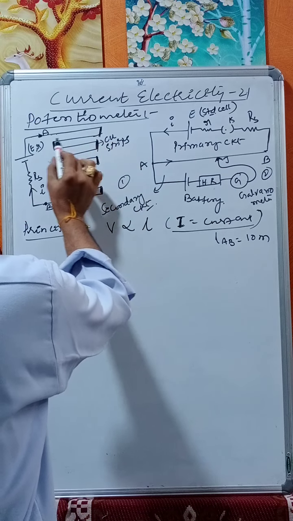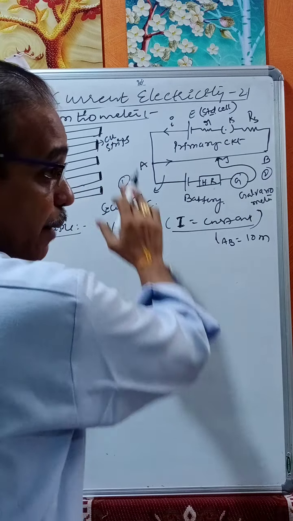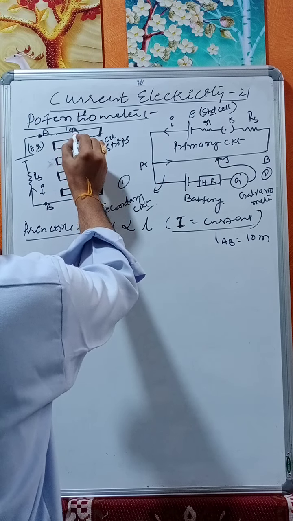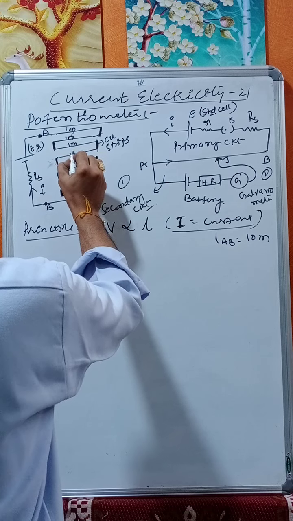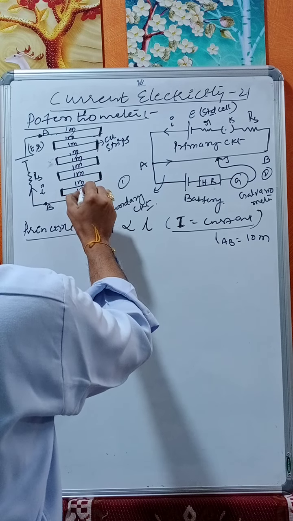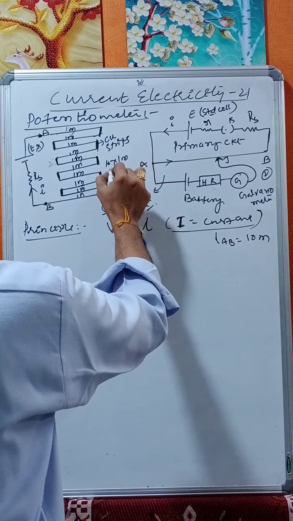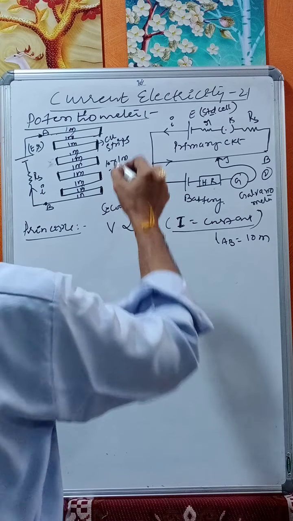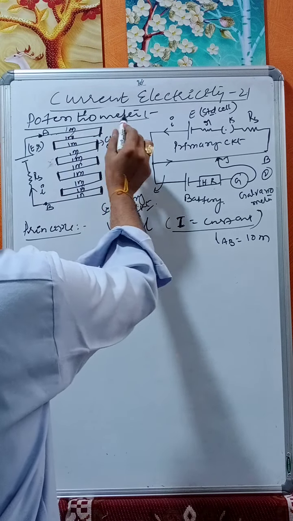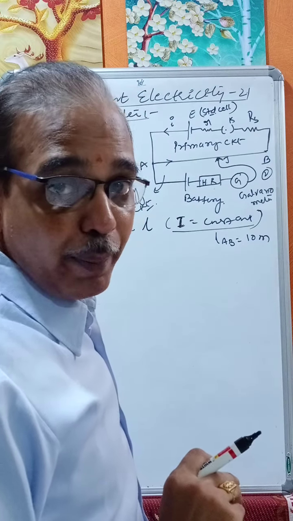This 10 meter wire is connected on a wooden sheet in lengths of 1 meter each, 10 into 1 meter gives 10 meters. These are copper strips. One meter and another 1 meter are joined by copper strips.